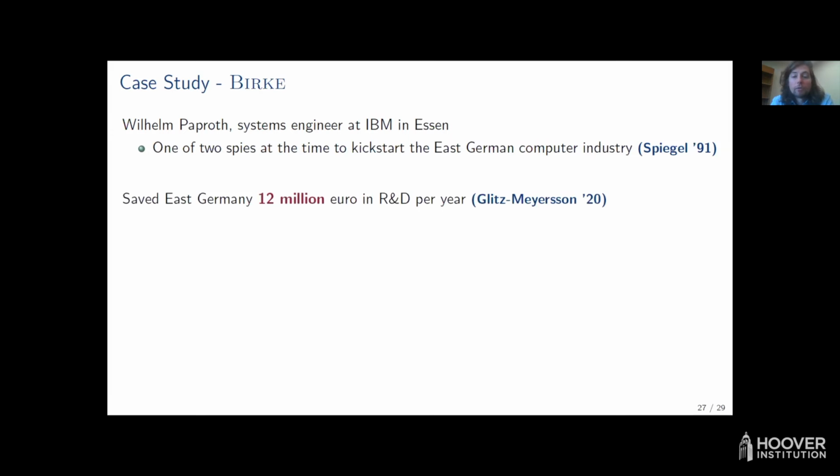And so there are estimates from the previous paper by Glitz and Meyerson that show that East Germany saved about 12 million euro in research and development costs per year, simply because they already knew, due to the spy Birke, how to construct very basic computer parts. And they had learned that from IBM in West Germany in Essen.